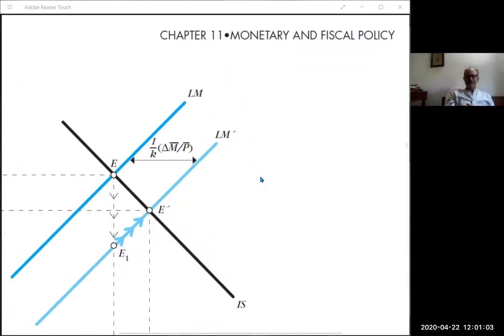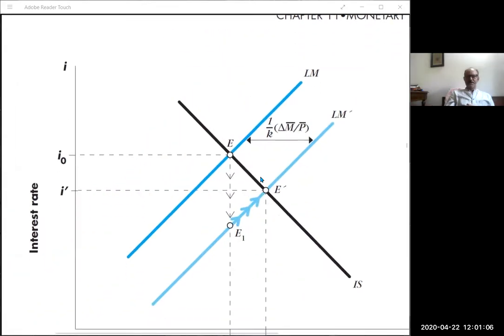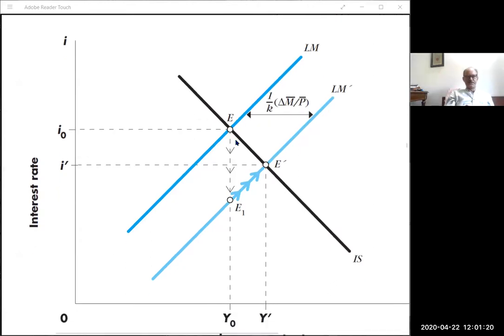Now, if you look at this diagram, it's an interesting diagram because it tells you what happens when there is an increase in money supply, and that increase in money supply is shown as the shift in the LM curve. So MS is increasing, we are keeping P constant, and this is what will be the outcome. The new equilibrium is going to be E prime, where E was the old equilibrium. So that is the comparative statics. And this is how monetary expansion, monetary stimulus, works.